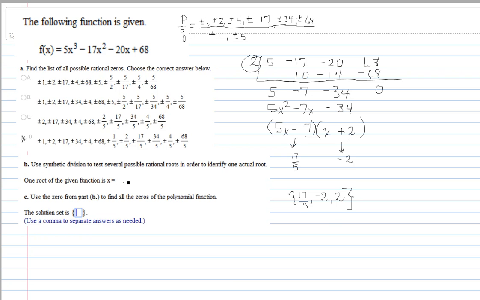You could put another root that you could have chosen to do, and the synthetic division would have worked just fine as negative 2, but we chose 2, so I'm going to write that as my one root, and that's how you would work that problem.